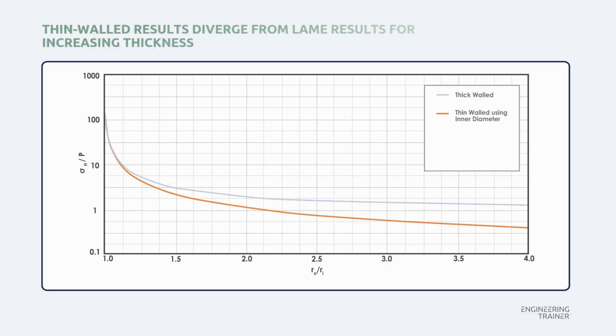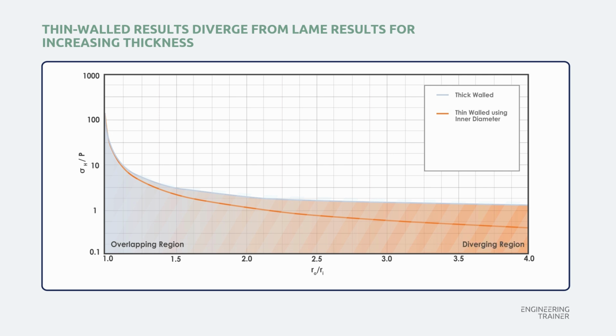The key takeaway here is that the thin-walled results diverge from Lemay's results for increasing thickness. For low wall thickness, the results are similar, but for thick pipes, the results differ substantially. In other words, there is a region of overlap between both methods, and a region where both results diverge. This means that the assumption of a constant through-the-wall stress only holds for thin-walled piping. Obviously, this is why it's called the thin-walled assumption in the first place. For higher thickness, the lines diverge. This means that the through-wall stress can no longer be assumed constant.